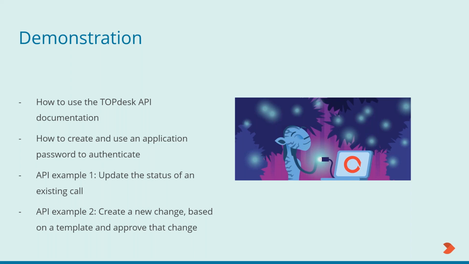The first scenario is that we are going to update the status of an existing call via the API. And the second example is that we are moving towards automating a new starter, for instance. So let's say there's a trigger from your HR system that will then create a new change based on a new starter template. And we can also look at an API request that then approves that change. But let's go back a couple of steps and let's have a look at the TOPdesk API documentation first.